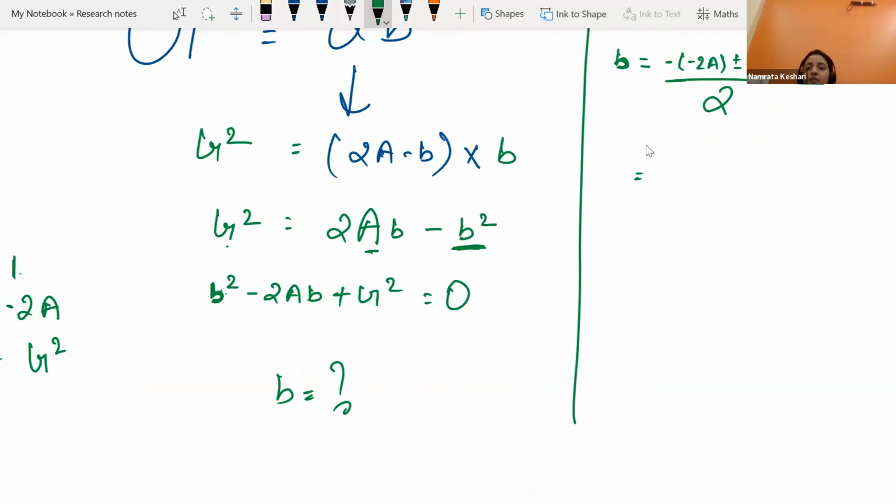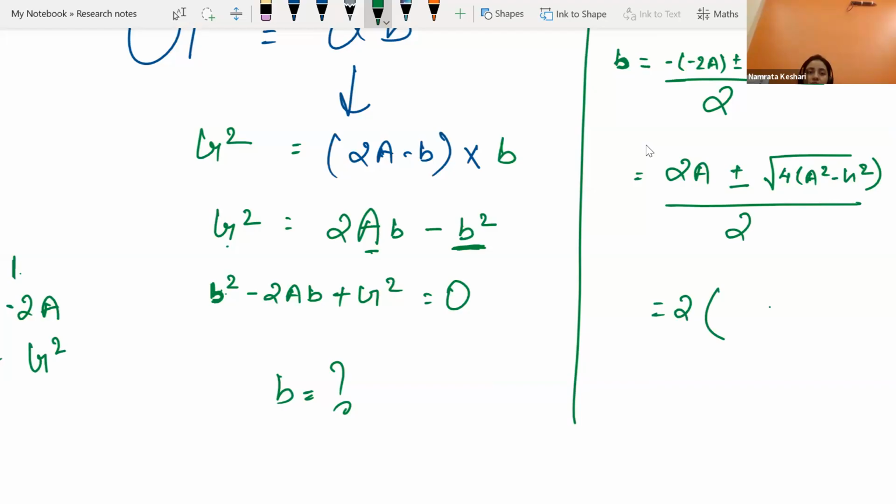Let's try solving it. This will become just 2a. Here we'll be having plus minus 4a square minus 4g square, we can take 4 common. Okay, and a square minus g square, let's write it as it is, by 2 is equals to, now this 4 will come out and will become 2. So can we take 2 common from the numerator? Can we? This 4 will come out as 2, so from all the terms, can we take out 2 as a common factor?